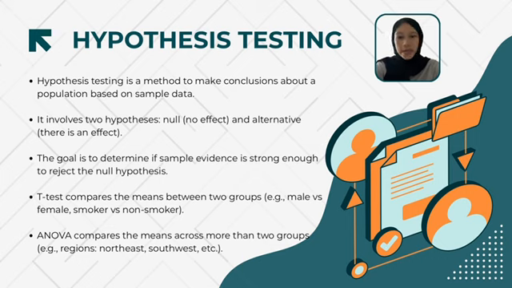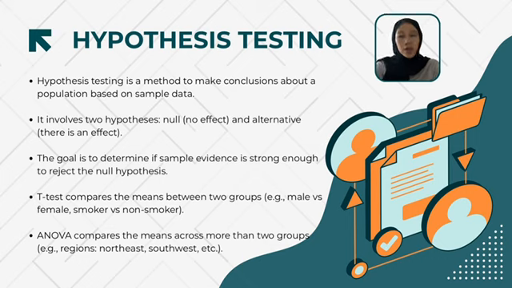Second, in this process, we form two hypotheses. The null hypothesis suggests there is no effect or difference, while the alternative hypothesis suggests there is a meaningful effect or change. The purpose is to test whether the sample data provides strong enough evidence to reject the null hypothesis.